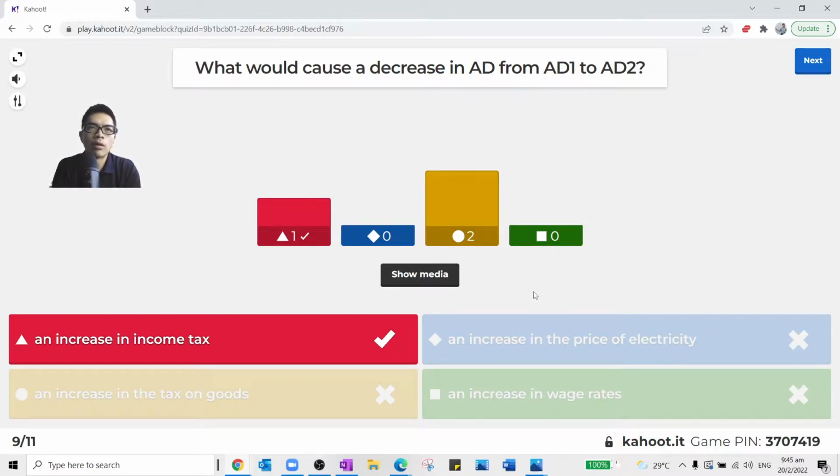Okay, so an increase in income tax is a direct tax. It will lower disposable income, purchasing power, and consumption. So you have to differentiate these two types of tax. The first one is direct, and the second one is indirect. They affect AD and AS differently.